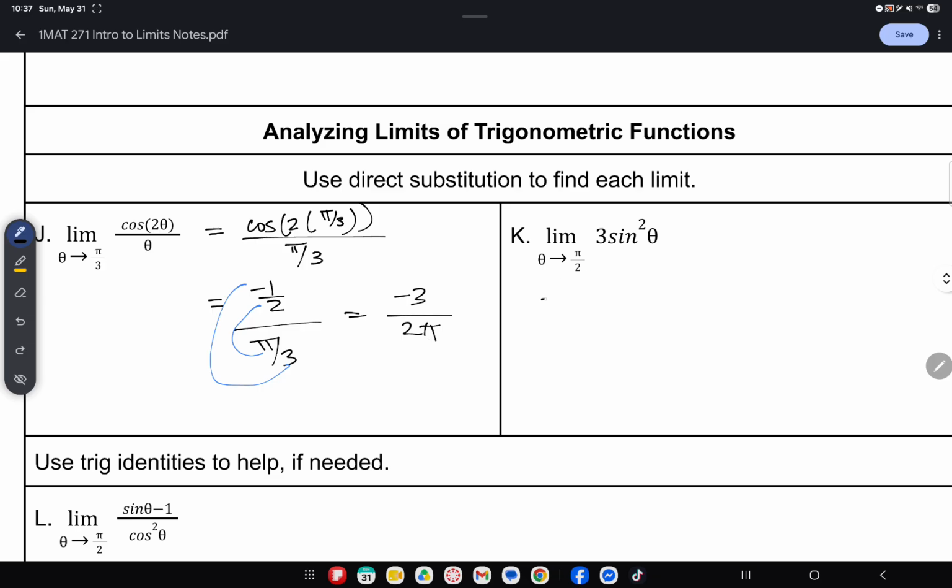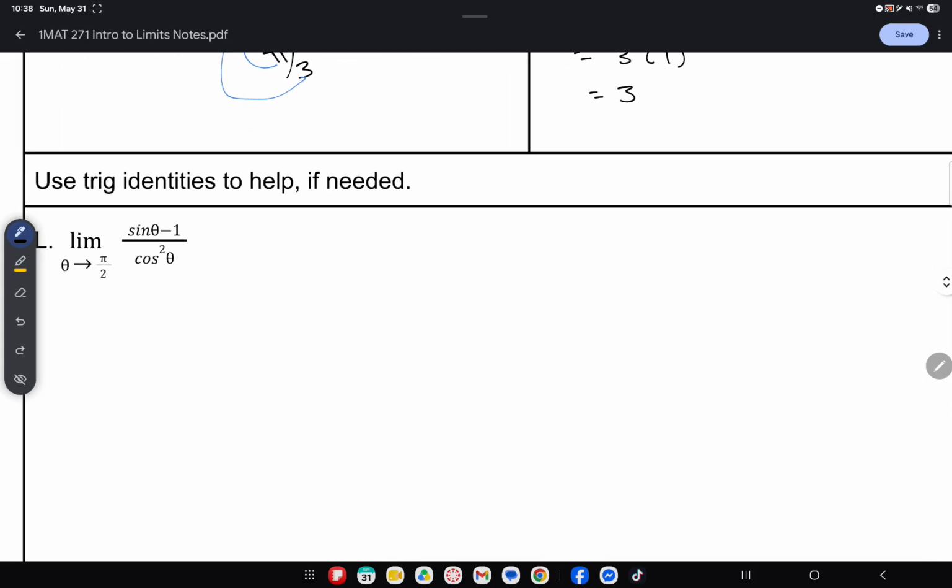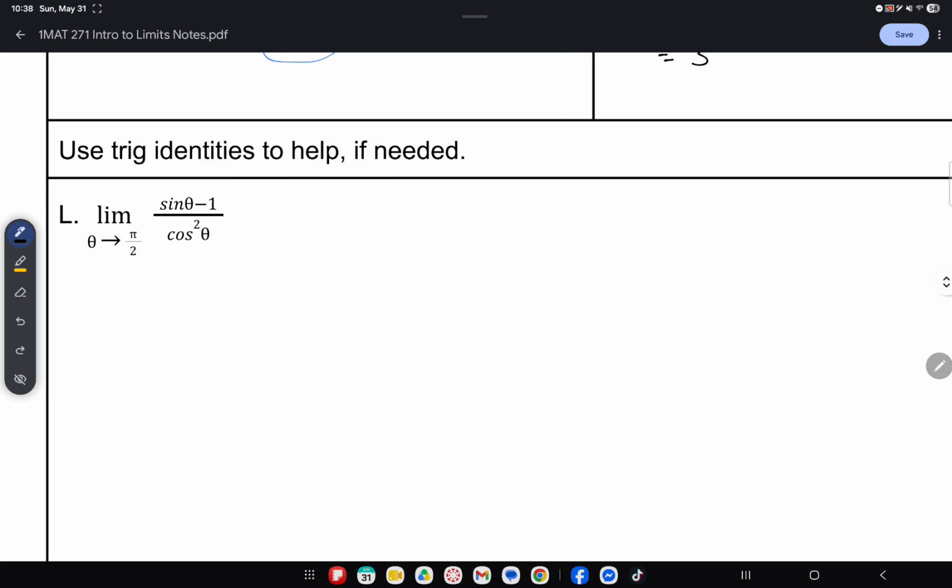All right, direct substitution. Let's see, we get 3 times sine of pi over 2, and then we can square that. Sine of pi over 2 is 1. 1 squared is 1, and 1 times 3 is 3. All right, well, maybe if I do a direct substitution in here, cosine of pi over 2 is 0. 0 squared is 0. And that leaves me with a denominator of 0.